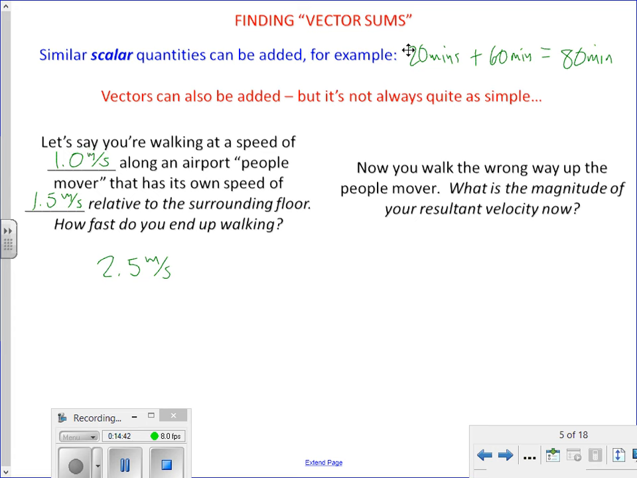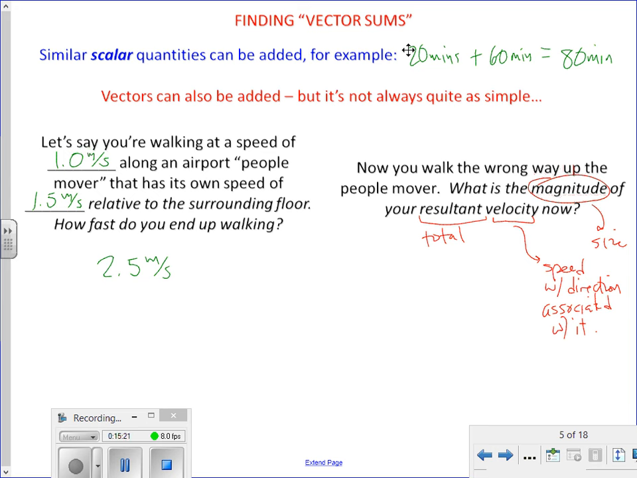All right, well, now let's say over here, you walk in the wrong direction up the people mover. What's the magnitude of your resultant velocity? Holy cow. So what's the size of your resultant total velocity? Well, speed, but with direction associated with it. There's a better definition for velocity. We'll get there in a couple weeks.